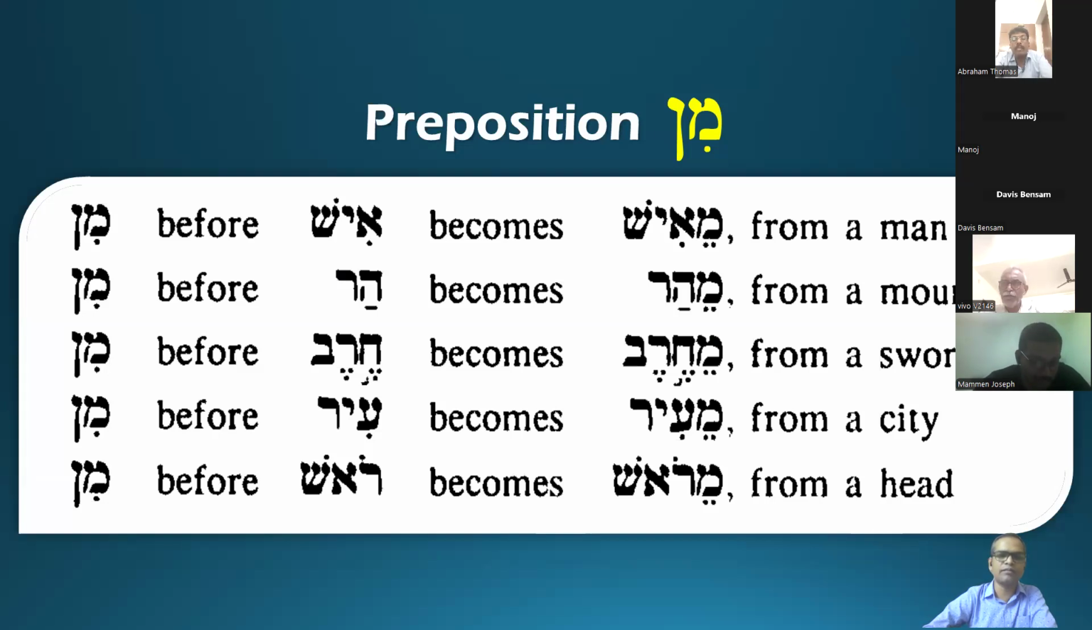Instead of hirak, you will come across sere. This is what we call compensatory lengthening of vowels. Compensatory lengthening of vowels. Min before har becomes mehar, from a mountain. Min before herev becomes meherev, from a sword. Min before ir becomes meir, from a city. Min before rosh becomes merosh, from a head.